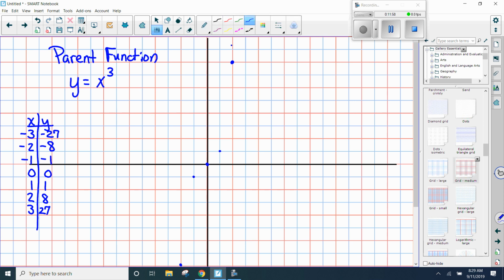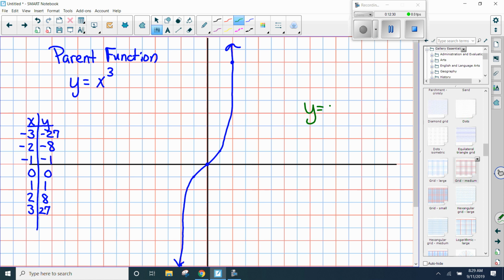So what your graph of a cube looks like is something like that. Keeping in mind, this is going to go up to 27. So when I move one more over, I got to go up from 8 to 27. So this is the general format for an x cubed graph. Now on the same one, I am going to graph another parent function.